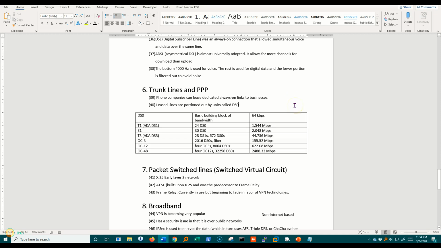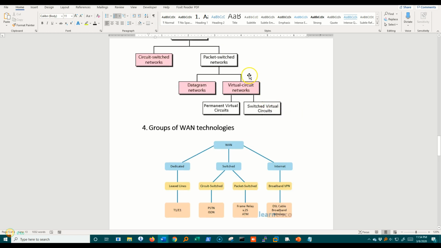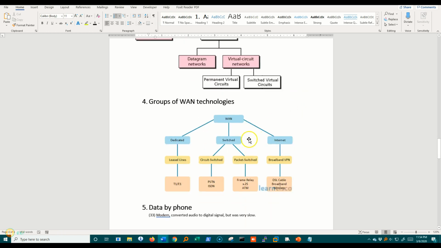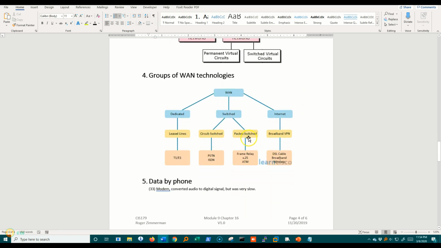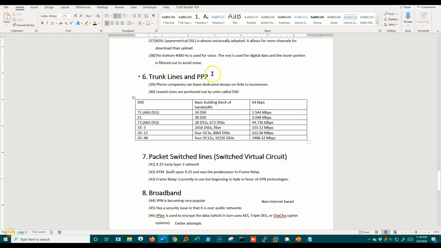Now before we move on to the packet switch technologies, let's go back up to our chart here. Before we move on to these packet switch networks, or actually we can look at it down here, we're going to go back again to these leased lines and just fill in some reminders here about some of the capabilities that we had. Trunk lines and point-to-point protocol. So point-to-point protocol was typically run over these trunk lines. And the basic building block was the DS0.